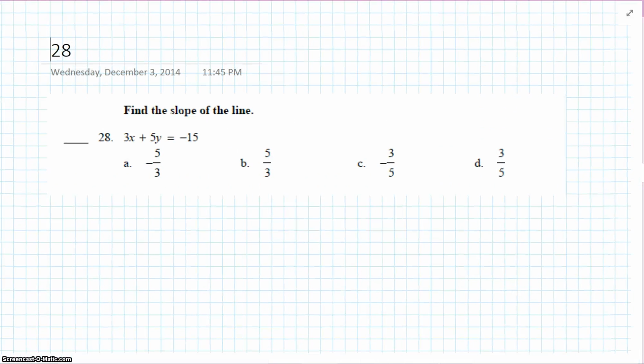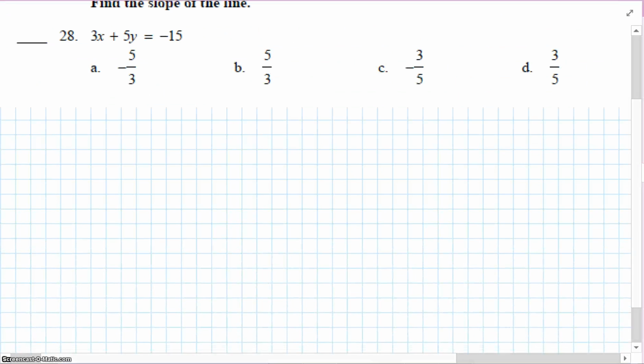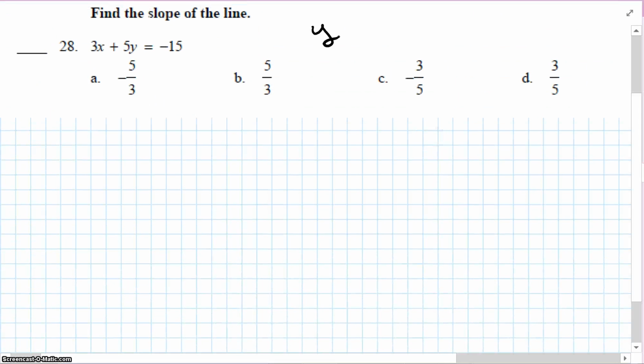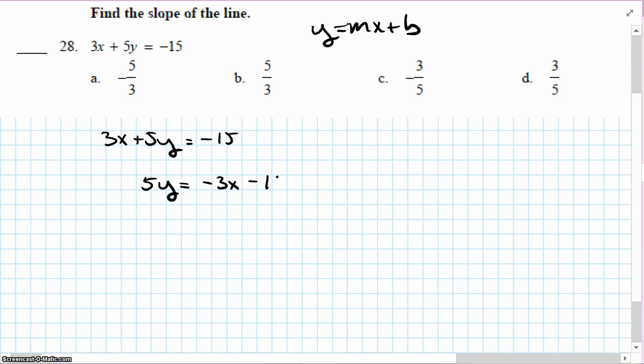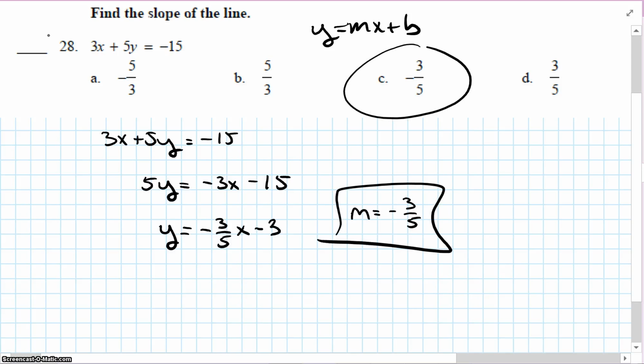28. Find the slope of the line. All right, the easiest way to find the slope of the line is to put it in y equals mx plus b. So basically just solve for y. So I have 3x plus 5y equals negative 15. So I'm going to subtract 3x from each side. So 5y equals negative 3x minus 15. Divide everything by 5. So y equals negative 3 over 5 x minus 3. So my slope is negative 3 over 5. My answer is C.